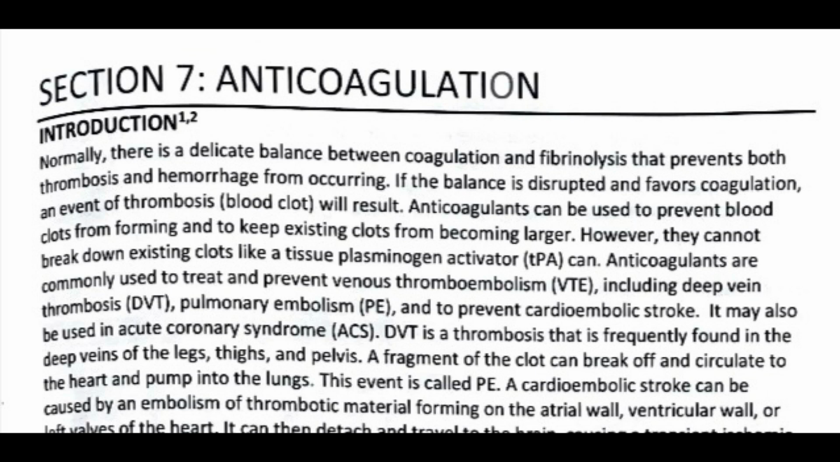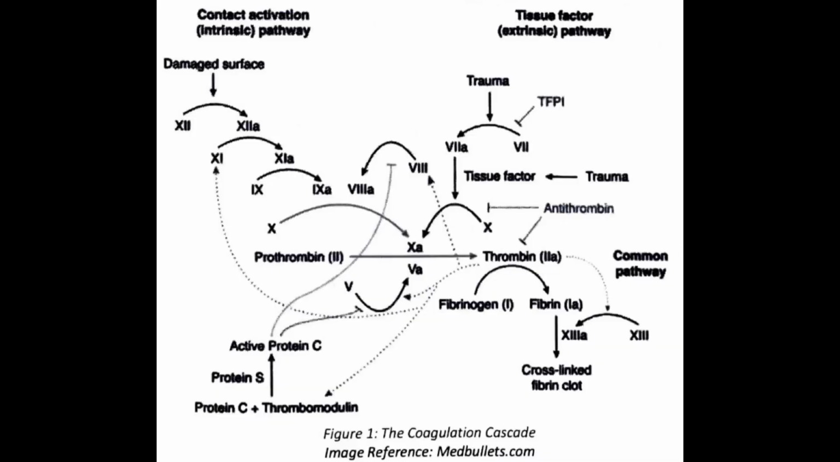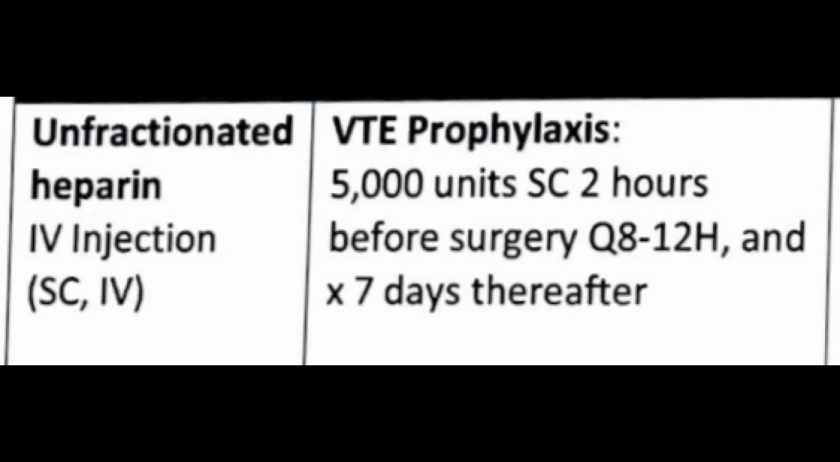So for this section, we're going to be going over some medications that are blood thinners and antiplatelets. There's unfractionated heparin. It binds to antithrombin III and thrombin complexes, causing inactivation of factor IIa and Xa. It's dosed 5,000 units sub-Q every 2 hours before surgery, and then every 8 to 12 hours for the next 7 days. That's really for VTE prophylaxis dosing.